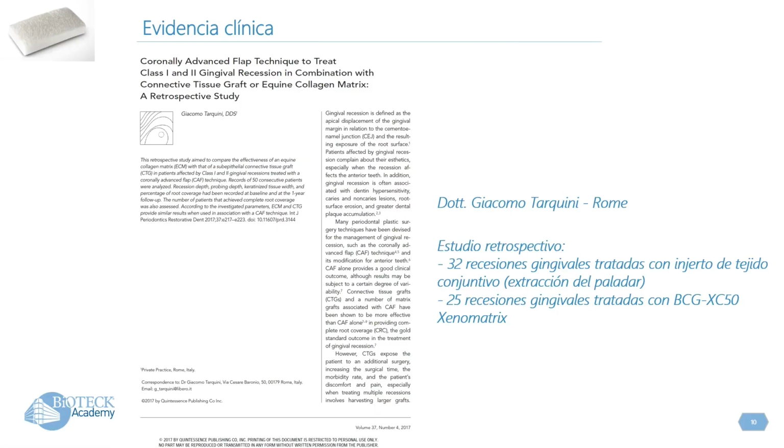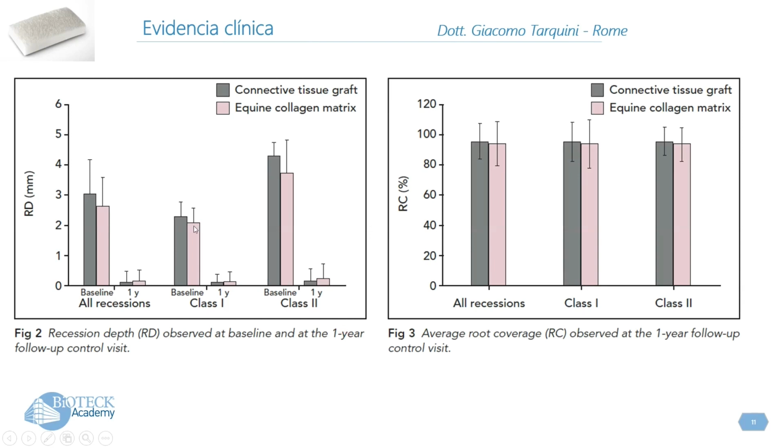So these are the clinical evidences available for BCG XC50 for the gingival recession. We have this retrospective study from Dr. Giacomo Tarquini from Rome, where he compared 32 recessions treated with the palate harvesting, so with the connective tissue graft, and 25 recessions treated with BCG XC50 with Xenomatrix. And these are the results he has obtained.